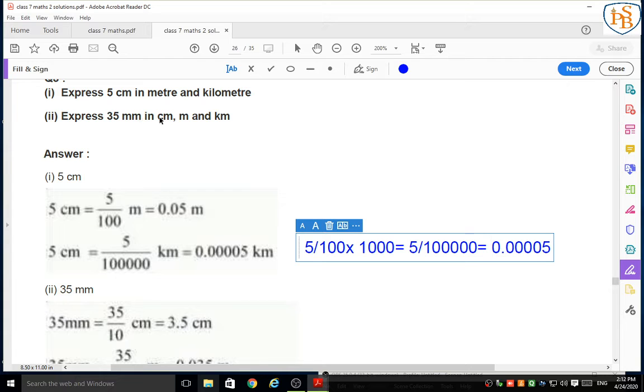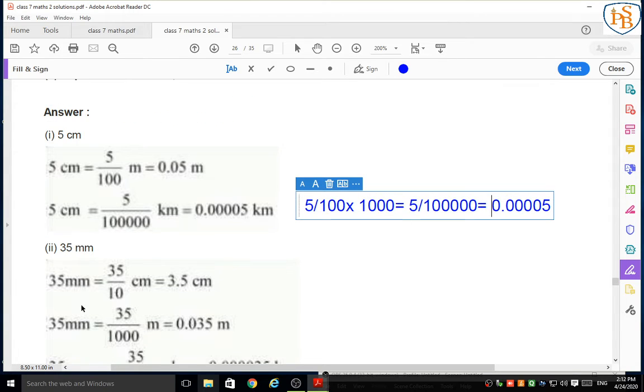Express 35 millimeter in centimeter, meter and kilometer. Again, 1 meter means 100 centimeter, 1 centimeter means 10 millimeter, and 1 kilometer means 1000 meter. Now for converting millimeter into centimeter, we have to divide by 10. Millimeter to meter, we have to divide by 10 into 100, that is 1000. Look here carefully, 1 centimeter means 10 millimeter. So 35 upon 10. So my answer will be 0.35.